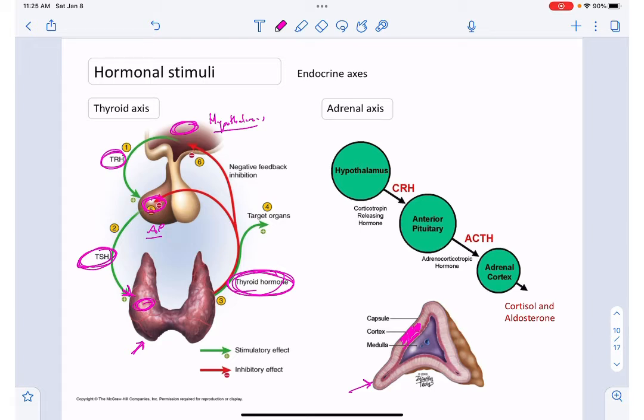And then the same goes for the adrenal gland, the adrenal cortex. This is part of the hypothalamo-pituitary adrenal axis. And in this case, the hypothalamus is going to release a hormone called CRH. CRH is going to act on the anterior pituitary and cause the release of ACTH into the blood. Then ACTH is going to act on the adrenal cortex and cause the adrenal cortex to release the hormones cortisol and aldosterone into the blood. So again, an example of a hormonal stimulus.